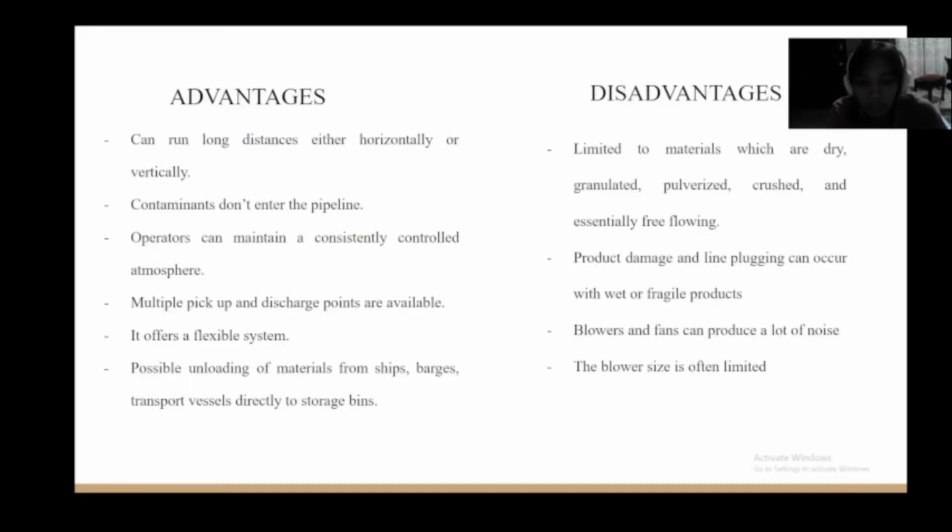The advantages and disadvantages of pneumatic conveyors. For the advantages, pneumatic conveyors can run long distances either horizontally or vertically. The enclosed nature blocks dust from entering the surrounding area while ensuring that contaminants don't enter the pipeline. Operators can maintain a consistently controlled atmosphere.